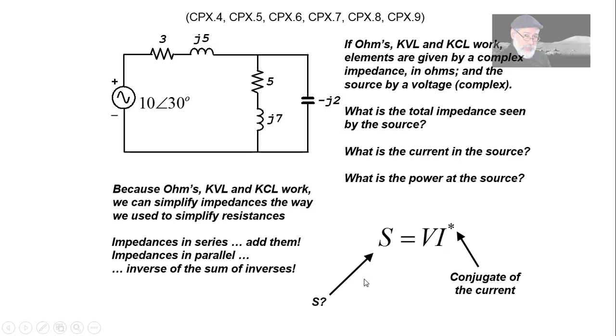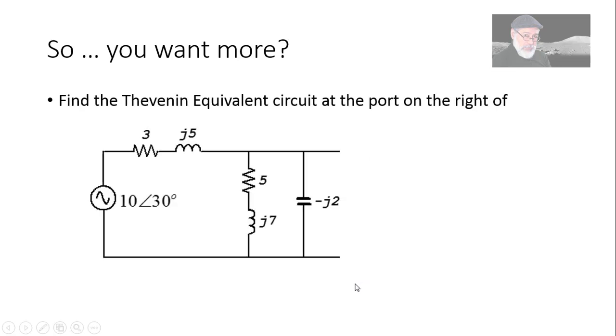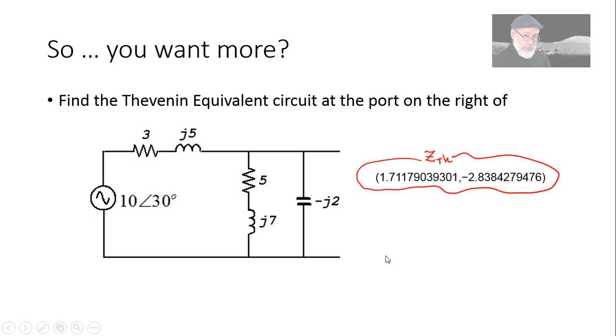Now, before you go, a little present for you, right? You want more? Sure. Find the Thevenin equivalent circuit at the port on the right of this circuit. I'll give you the answer. I'm not going to ask you how this is done or show you. I leave that up to you. The Thevenin impedance is going to be real part 1.7, imaginary part negative 2.8. And the Thevenin voltage has an absolute value of 5.7 volts and an argument of negative 88 degrees.